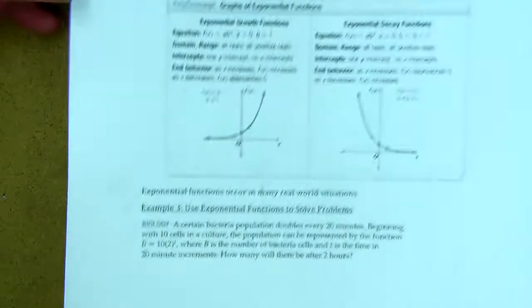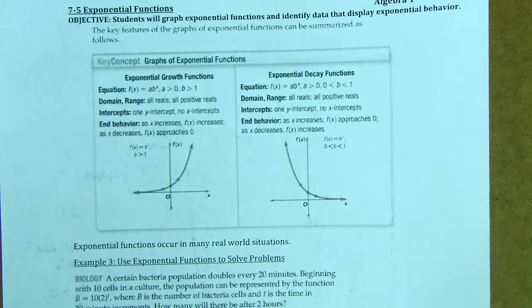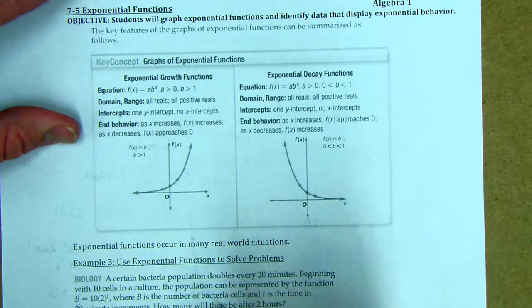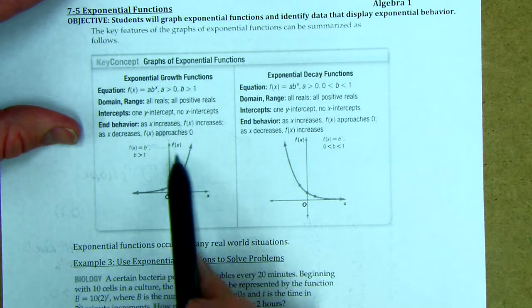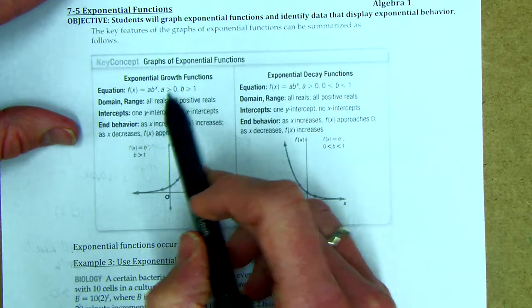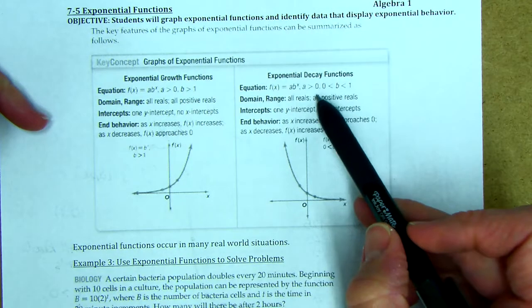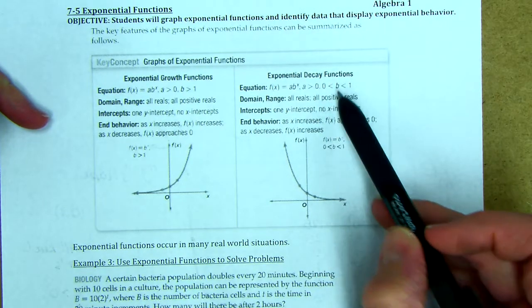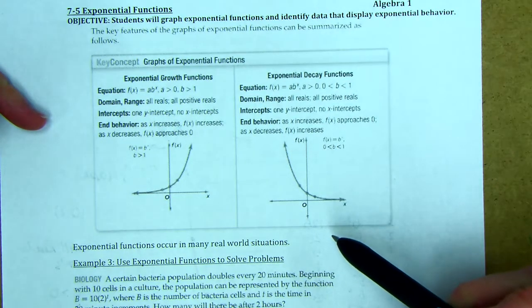Turn the page. So here's where it talks about this. As long as your B is greater than 1, it will be a J shape. So as long as A is greater than 0 and B is greater than 1, it's going to be a J shape. If A is greater than 0 and B is between 0 and 1, it will be an L shape. That's a fraction or a decimal value that's being raised to a power. Okay, and take a look.